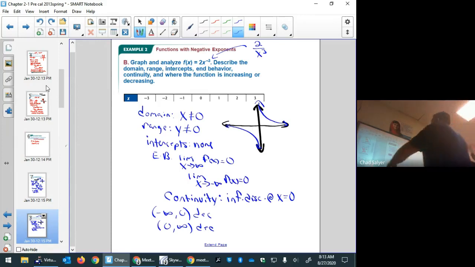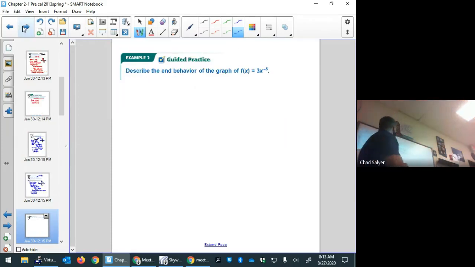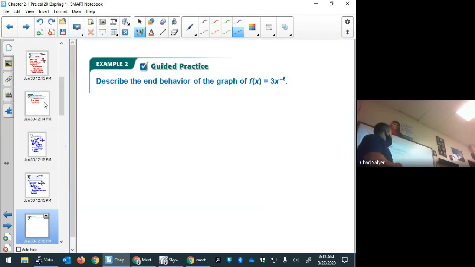Let's move on. So here's one for you. Describe the end behavior of the graph 3 times x to the negative 5th power. Let me make that a little larger. So 3 times x to the negative 5th power. Tell me what its end behavior is: the limit as x goes to infinity and the limit as x goes to negative infinity of f of x.